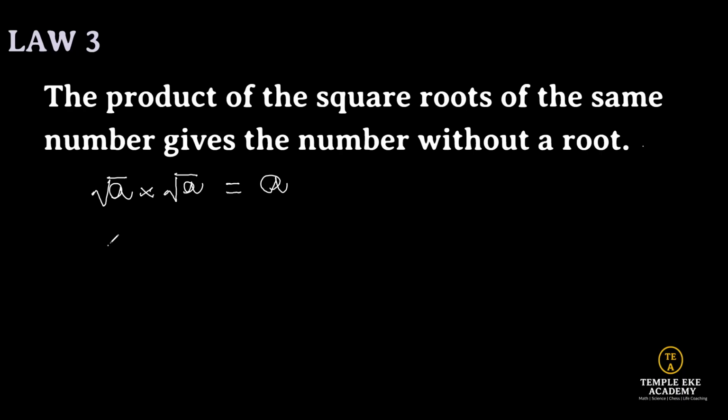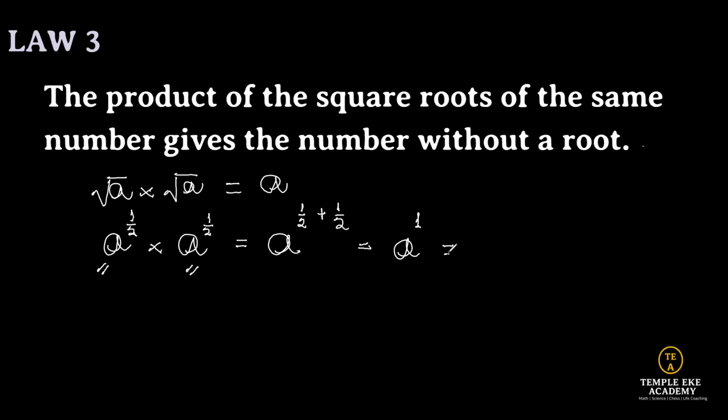So this is A to the power half multiplied by the square root of A once again, which is A to the power half. As you can see, the bases are the same. So we continue the calculation with the same base, and by the combination law, since we're multiplying, we add the powers. That means half plus half, which is 1. And any number raised to the power 1 gives that same number.